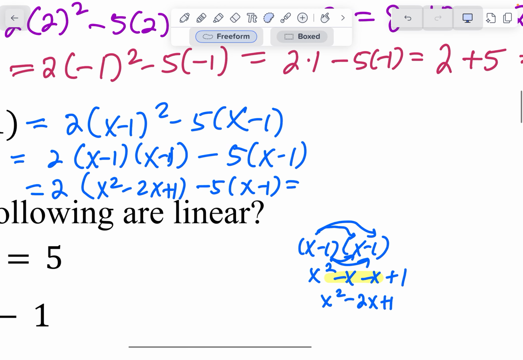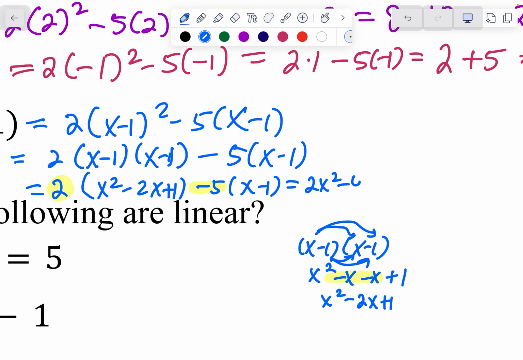So now let's think about what comes next. This 2 needs distributed into its parenthesis. Negative 5. Remember that negative in front? It has to distribute as well. So it has to distribute into its parenthesis. So let's do that. We get 2x squared minus 4x plus 2. That's the first one. Okay, now let me show you how I did that.